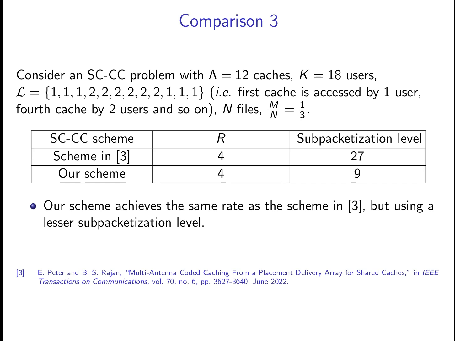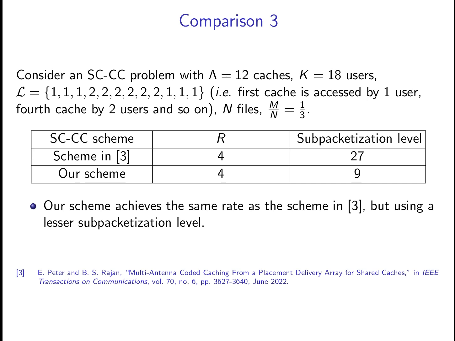Comparison 3: consider a shared cache coded caching problem with lambda equal to 12 caches, k equal to 18 users, and L equal to this, which is the user-to-cache association, which means the first three caches are accessed by only one user. The next 6 caches are accessed by 2 users, and the final 3 caches are again accessed by only one user. Now for M by N we get the following.